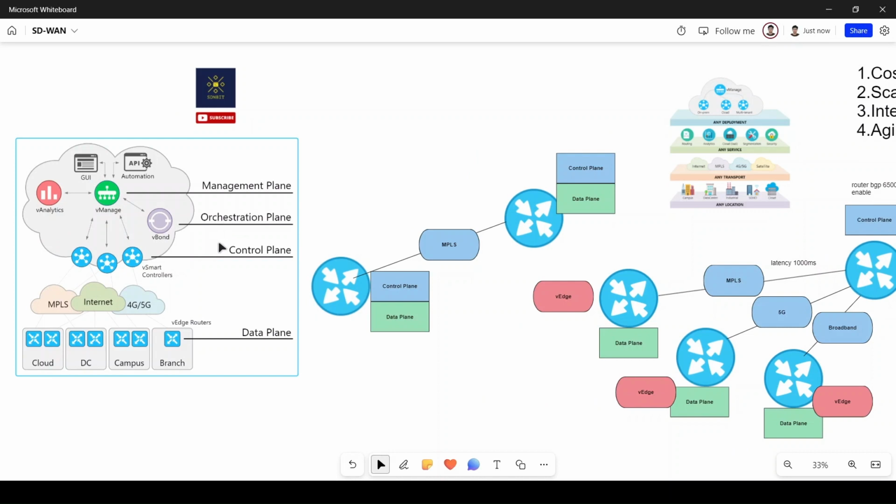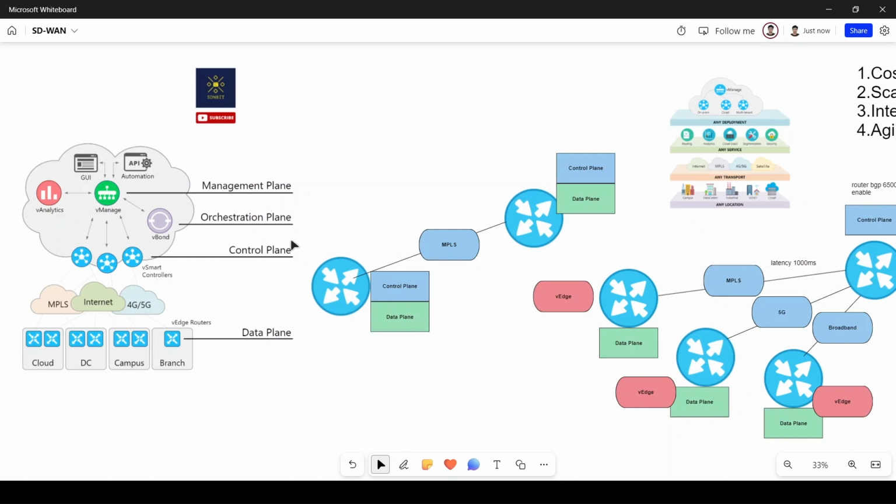Then we have something called an orchestration plane. And the orchestration plane component in SD-WAN is vBond. So let's talk about vBond. What is vBond? Why exactly do we need vBond? What does it do, right? What's the point of having vBonds in your SD-WAN infrastructure? vBond acts as a centralized orchestration point for SD-WAN infrastructure. Its primary functions include authentication, bootstrapping, and certificate management.